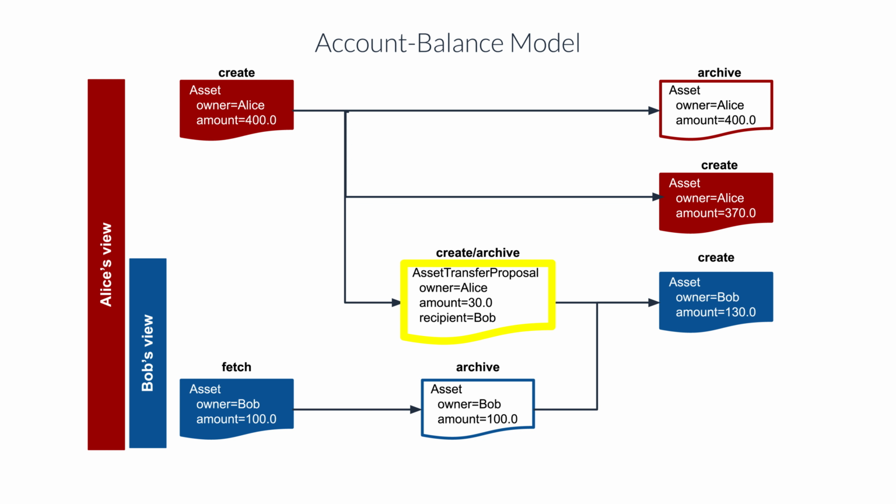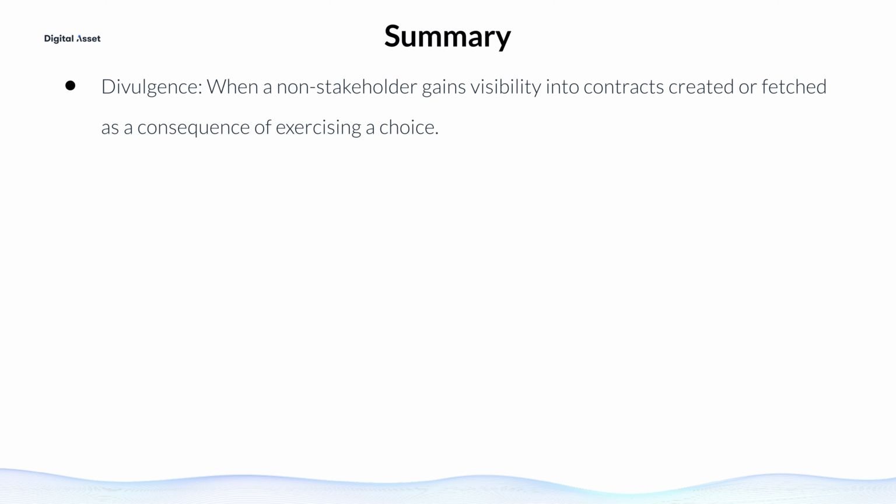Since Bob exercises the accept choice on the proposal contract on which both Alice and U.S. Bank are stakeholders, all the consequences of the exercise action, such as fetch and create, become visible to all three of Alice, Bob, and the U.S. Bank. This lesson focused on the concept of divulgence, which occurs when a non-stakeholder gains visibility into contracts that are fetched as a consequence of a choice being exercised.